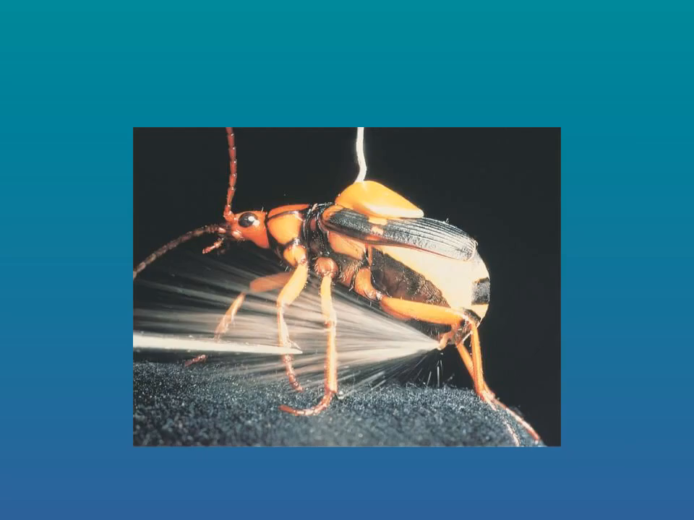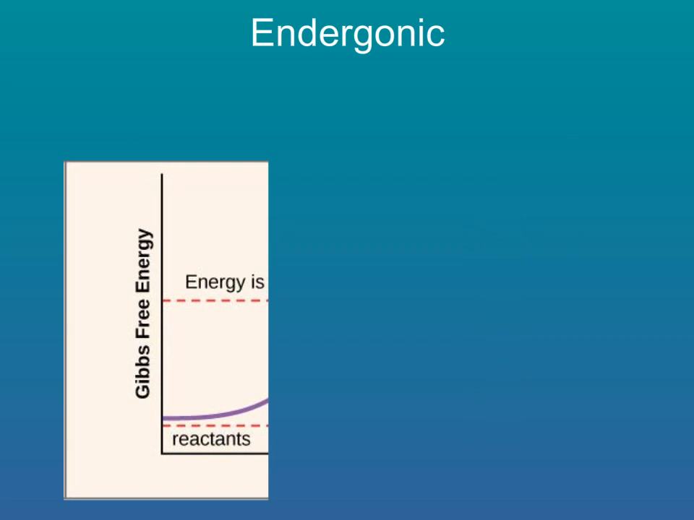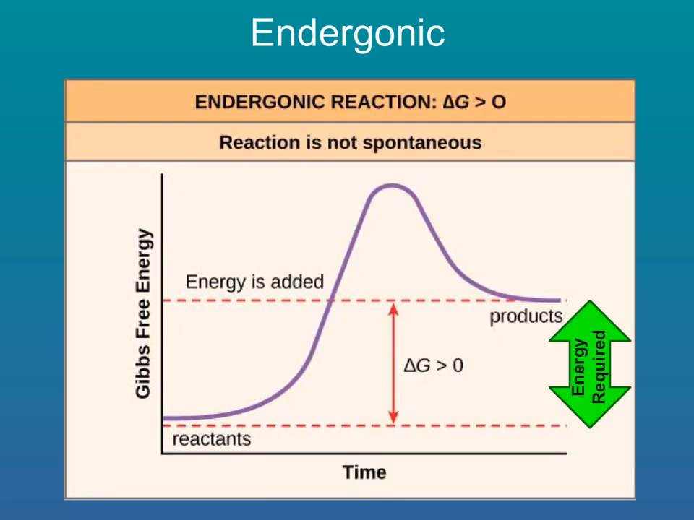Remember the bombardier beetle? When the two chemicals in his abdomen come together, an exergonic reaction occurs and energy is released. Much of this energy heats up the liquid product to almost 100 degrees Celsius. Endergonic reactions are not spontaneous. There is not enough free energy to provide the energy required to form a product. So energy from an external source is required for endergonic reactions to occur. The products of endergonic reactions have a higher potential energy than the reactants.